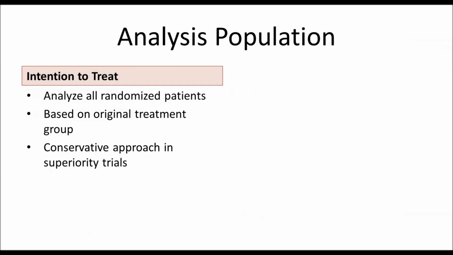Intention to treat analyzes all randomized patients, whether they received treatment or not. This is considered a conservative approach in superiority trials. In non-inferiority trials, it may sway the results either way depending on compliance in each group. If there is poor compliance in the control group, the results may favor non-inferiority, while the opposite is true for poor compliance in the treatment group.